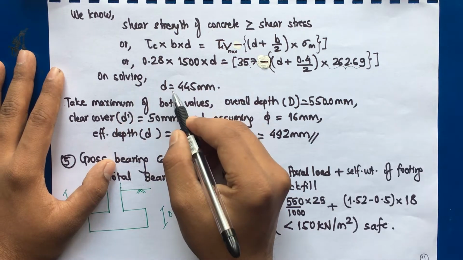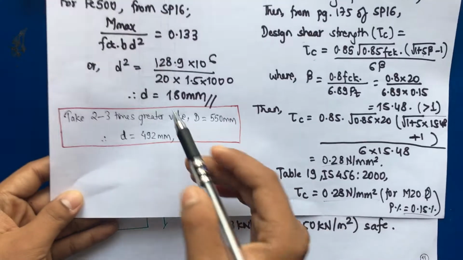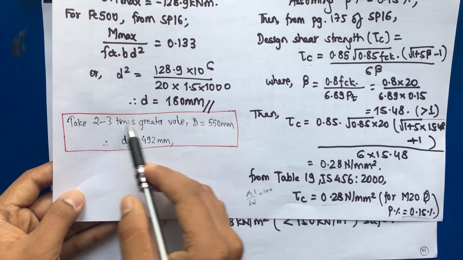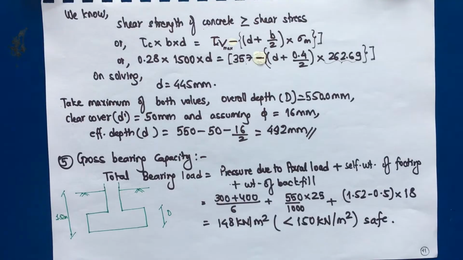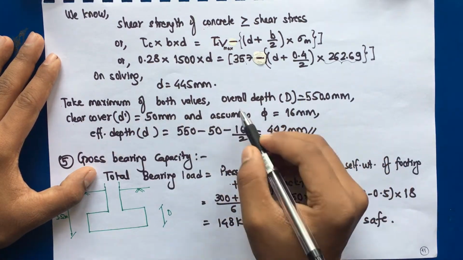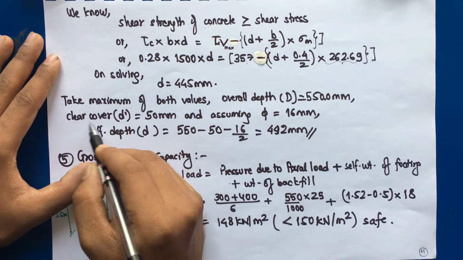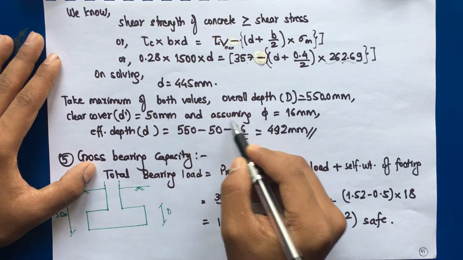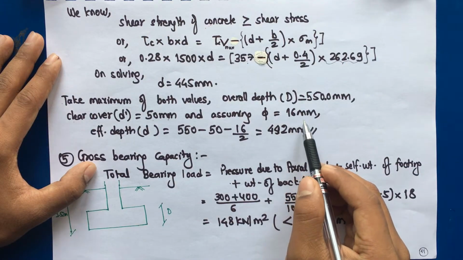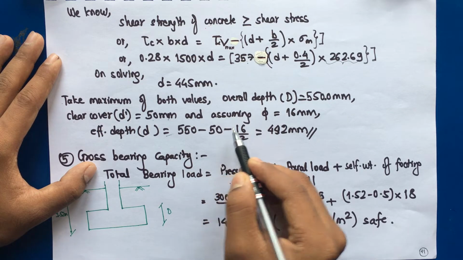On solving, we get d as 445 mm, but from bending consideration we got d as 180 mm only. So it is not safe, hence we have to take 2 to 3 times greater the value of d computed. So on solving, we got this. Taking the maximum values, we will provide overall depth D equal to 550 mm, clear cover 50 mm, and assuming the bar size in the longitudinal direction as 16 mm, we'll get the effective depth as 550 minus 50 minus 16 by 2.